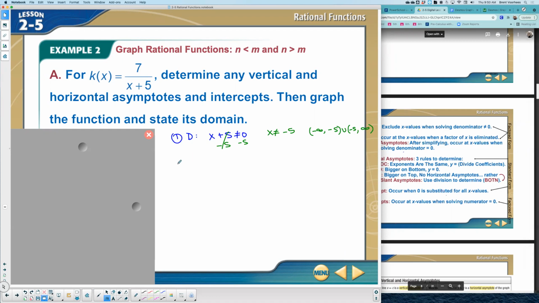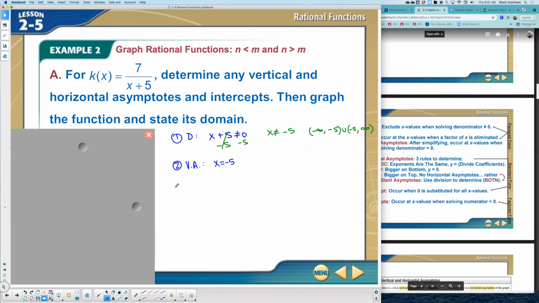Now, step number 2, since I have a break in my domain, I have either a hole or a vertical asymptote. A hole exists only if you can cancel out the x plus 5. Could I cancel this out? Since I can't cancel the x plus 5, that is a vertical asymptote. So I'll just say vertical asymptote, or VA for vertical asymptote, will exist at x equals -5. That's what's going to replace that break in the graph, is a vertical asymptote, which the textbook usually uses a red dotted line to indicate the vertical asymptote.